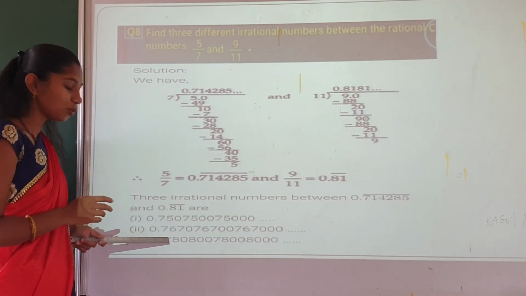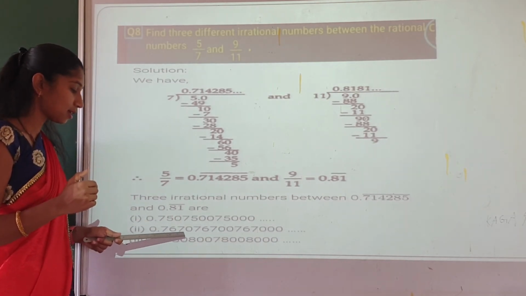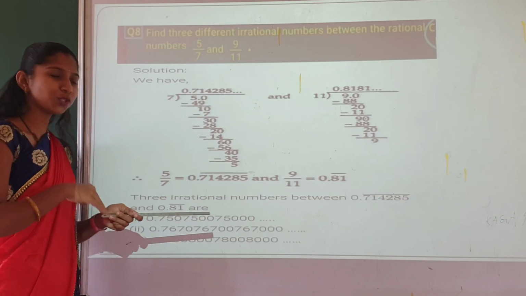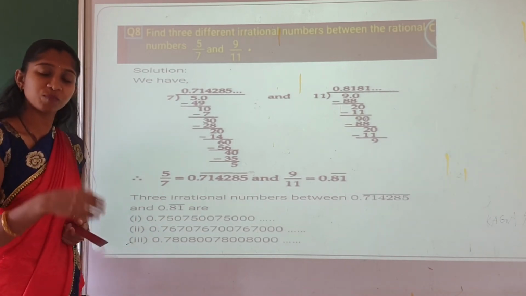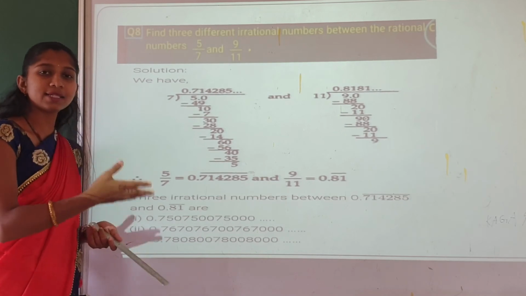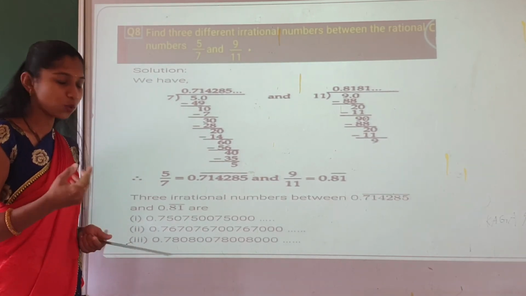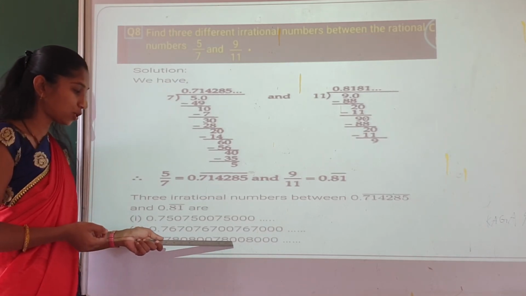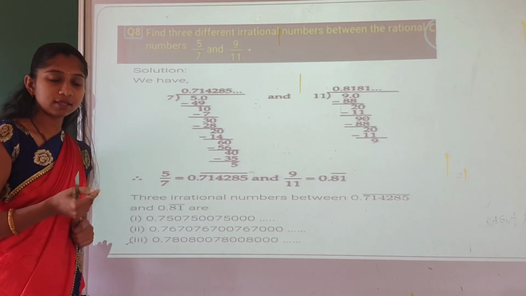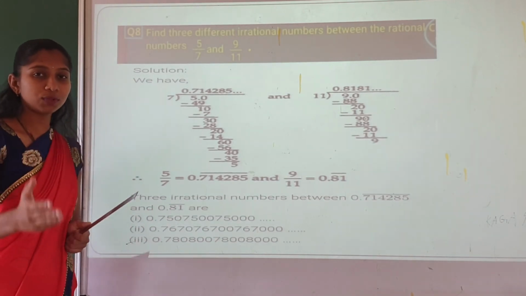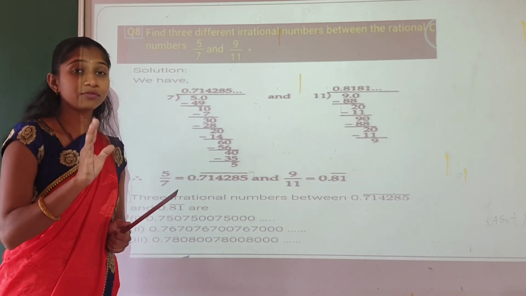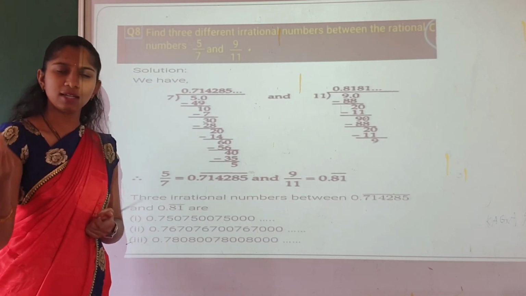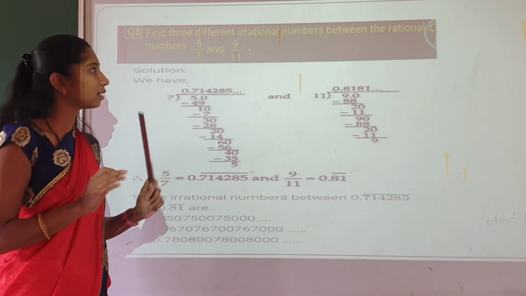After 75 you can take 76. 7670, 76700. You can write 760, 7600, 76000 also. That's your wish. But here I consider some different example. You can take any number. See here, one more number I consider: 780800, 7800, like that. It means you have to write it so that the number does not repeat. That fashion you write. Don't write 78, 78, 78 like that. If you write any other fraction, that's correct only for an irrational number.